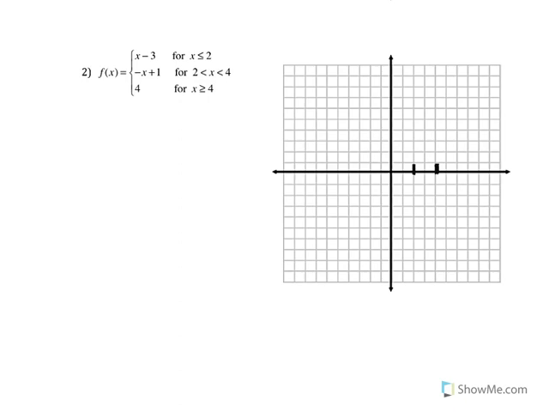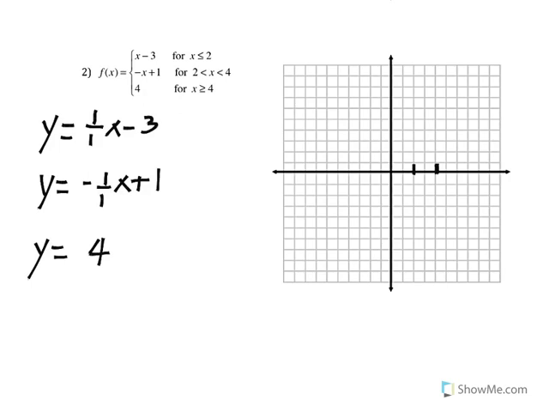I am going to start off and graph. Let's rewrite these equations. The first equation is 1 over 1x minus 3. I'm putting it in a format so it's easy to figure out the slope. Negative 1 over 1x plus 1, sorry. And then y equals 4. So I'm going to graph the line starting at negative 3. Let's use a different color. And then I'm going to go up one and to the right one, a couple times that way, a couple times that way.